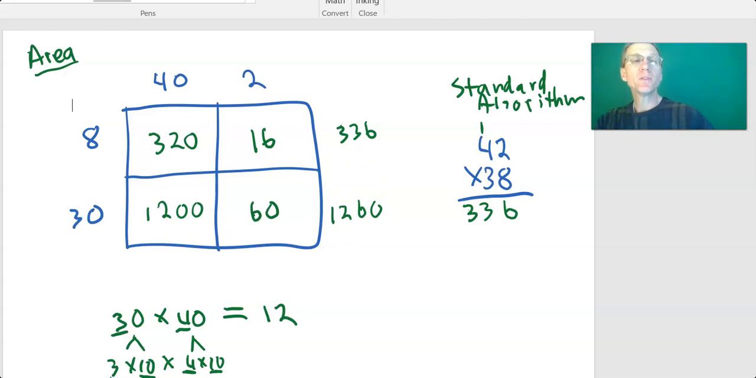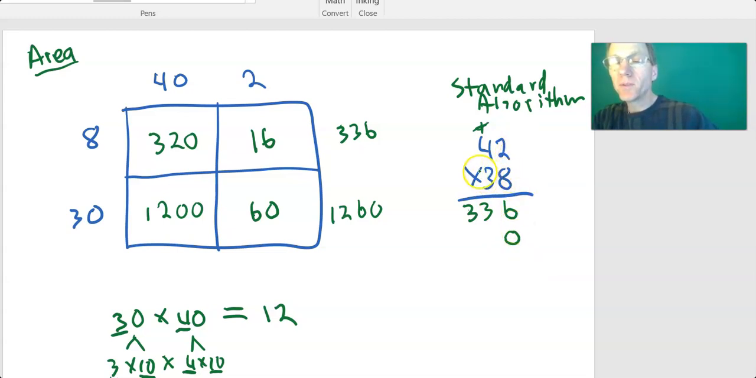So let's come over to our standard algorithm and do the same thing. Now I'm going to cross this 1 out up here because I'm not going to use that again. That was just for when I was multiplying by 8. Alright, so now I'm multiplying by the 3, and the 3 is in the tens place. So I'm going to put a 0 here in the ones place because I'm not going to be multiplying by anything in the ones place.